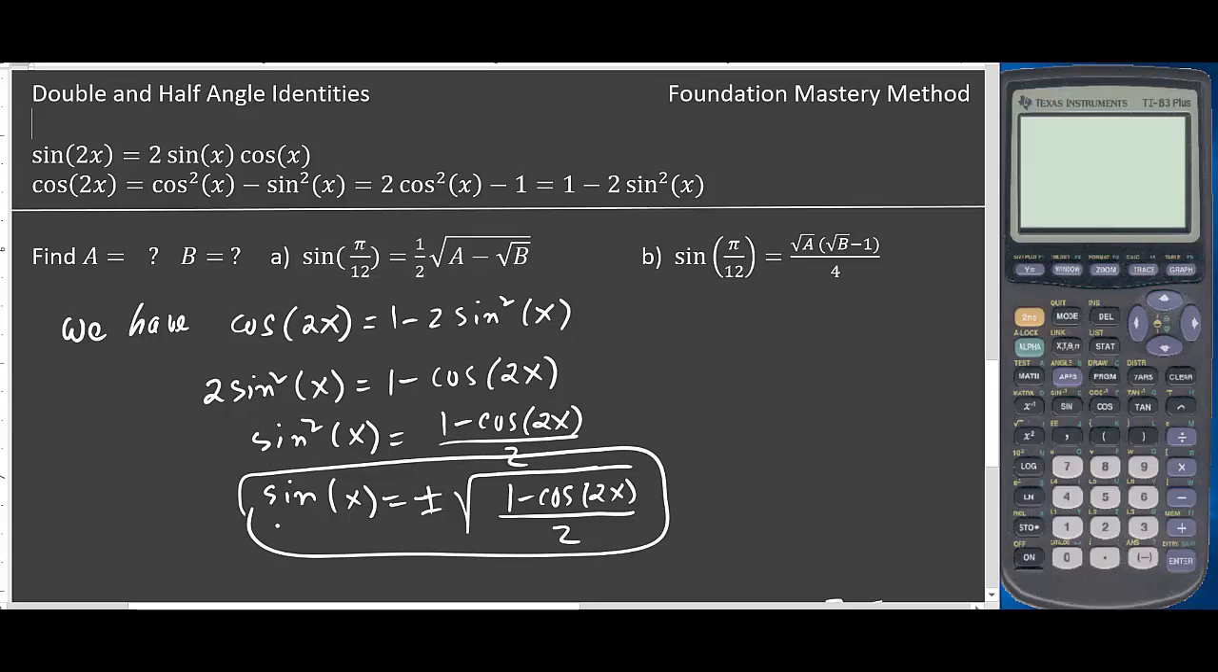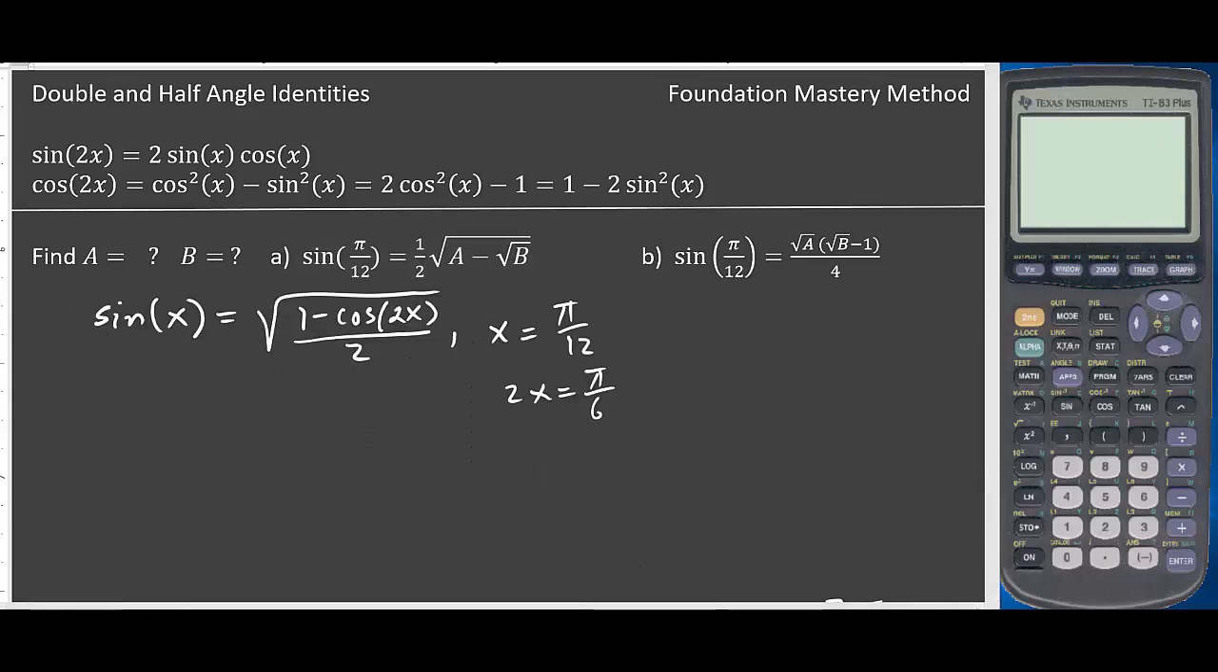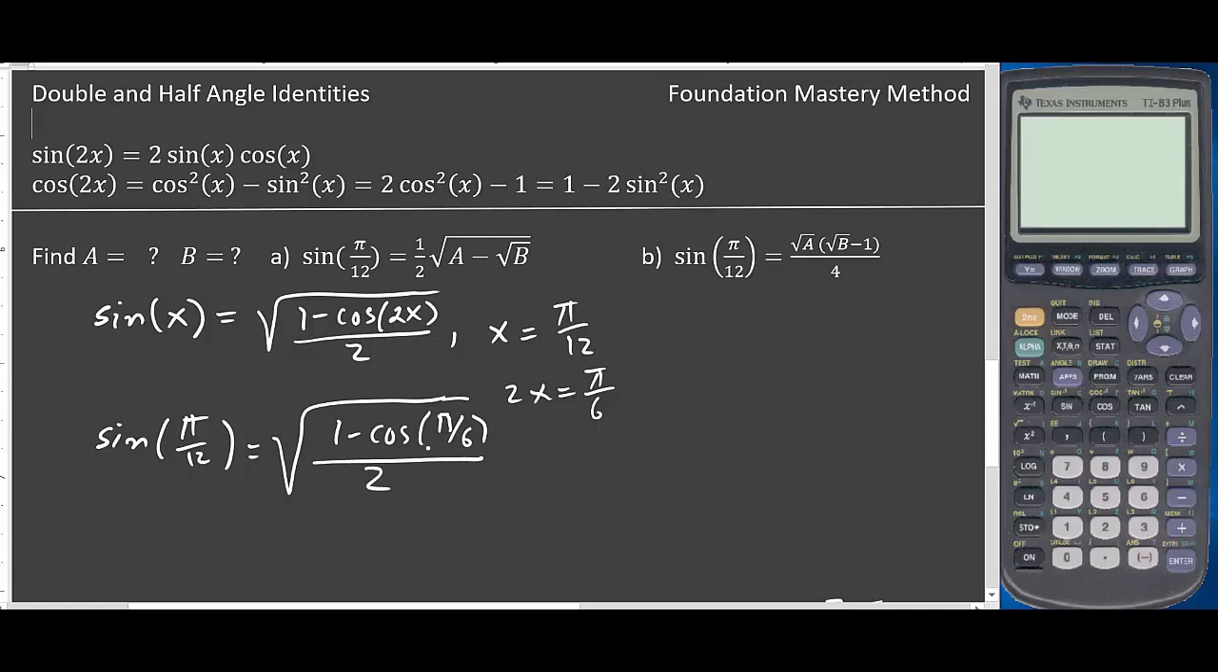So we'll be taking this formula, and you can see pi over 12 is an acute angle. It goes in the first quadrant, so we'll be using only the plus sign. So we are using sine x equals the square root of 1 minus cosine 2x over 2, where x is pi over 12. So if I multiply both sides by 2, I get 2x equals pi over 6. So then sine pi over 12 is coming out as the square root of 1 minus cosine pi over 6, divided by 2.